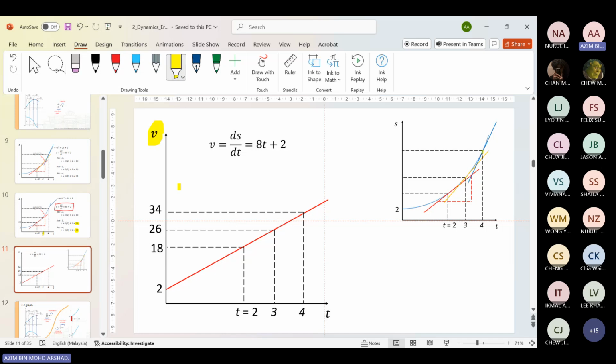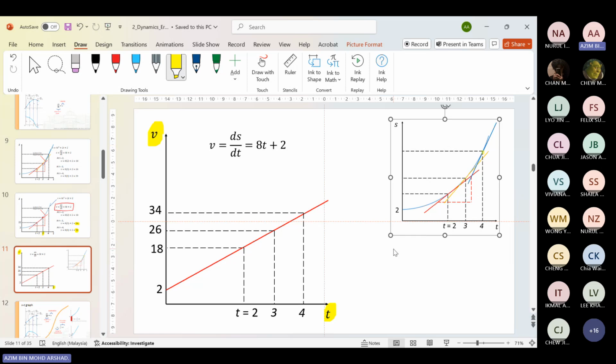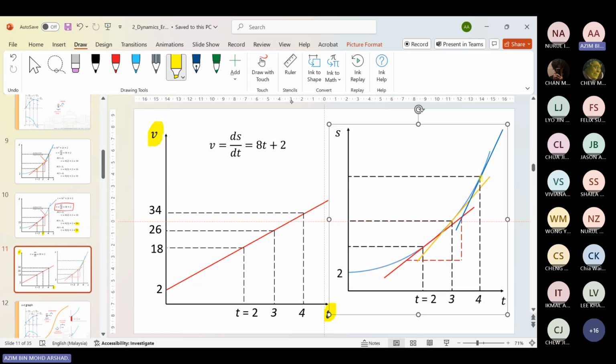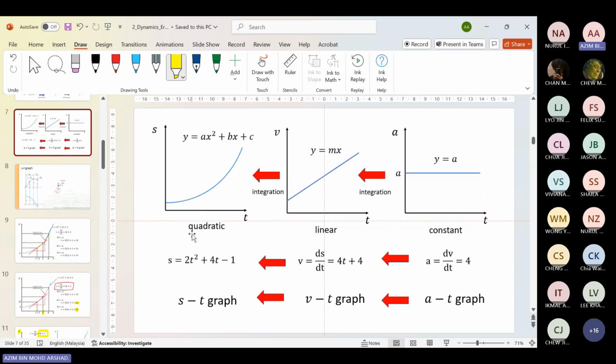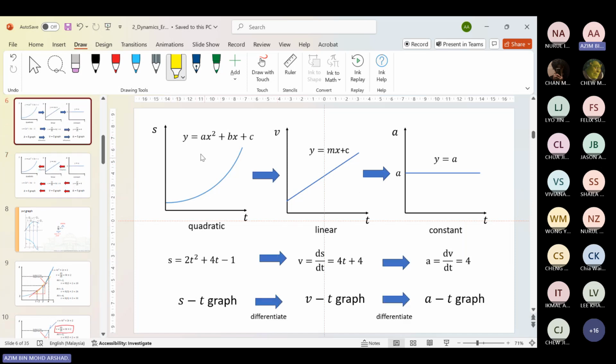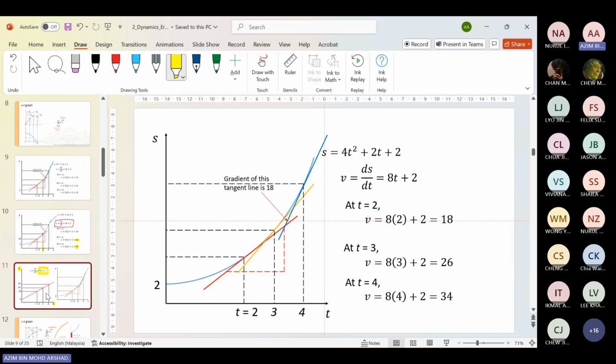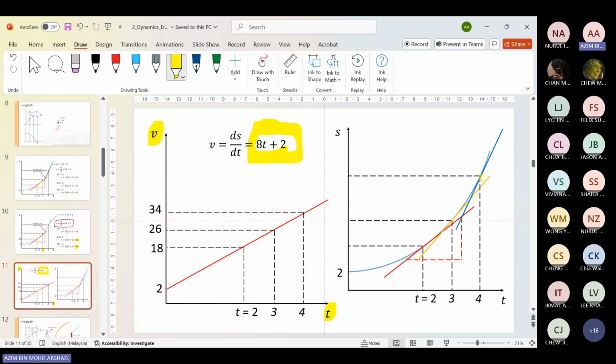If you plot this in terms of vt, and this is st, you take the gradient here and plot it here, grab this one and plot it here, and this one and plot it here. You'll get a straight line, and this straight line for the vt graph is the equation 8t plus 2. Why does this happen? Because if you have a quadratic function, which is the function we have for s, and we differentiate, the st graph will become the vt graph, and it will be a linear graph. So the quadratic function becomes a linear function. All right.